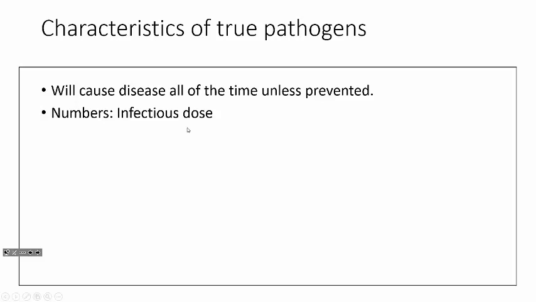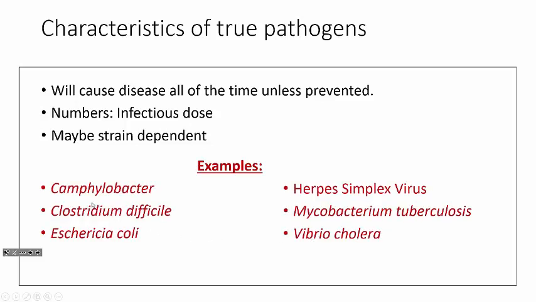So more virulent organisms have a lower infectious dose. Here's a reminder, it may be strain dependent. You may have a strain of E. coli that causes no problems, but if you get a strain that has picked up a toxin gene, you will get hemorrhagic E. coli, and that's the one that you hear about in the news where people have kidney failure or bloody diarrhea. Yeah, you don't want to get that strain of E. coli. So, what are some examples from what we're studying?